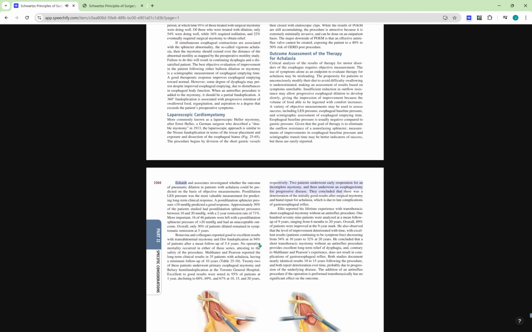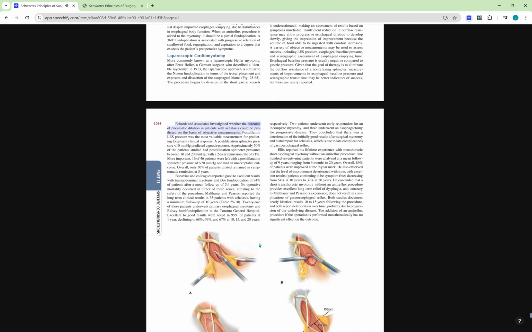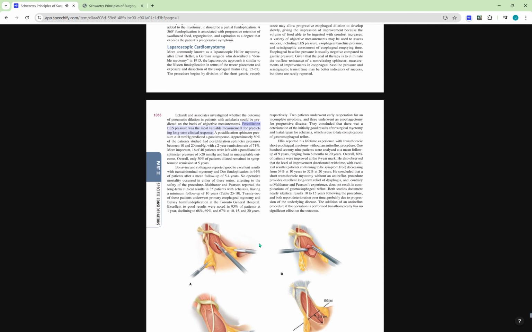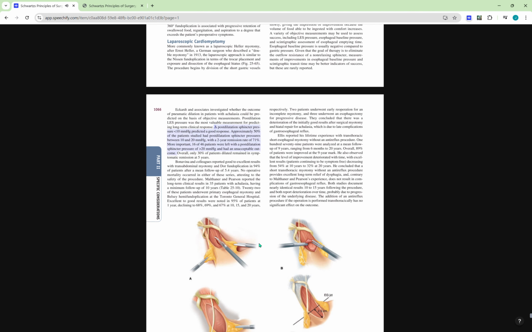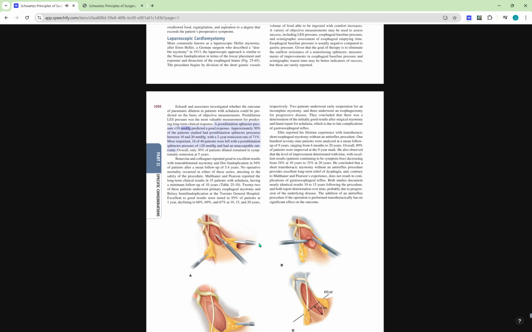Eckardt and associates investigated whether the outcome of pneumatic dilation in patients with achalasia could be predicted on the basis of objective measurements. Post-dilation LES pressure was the most valuable measurement for predicting long-term clinical response. A post-dilatation sphincter pressure less than 10 mmHg predicted a good response.